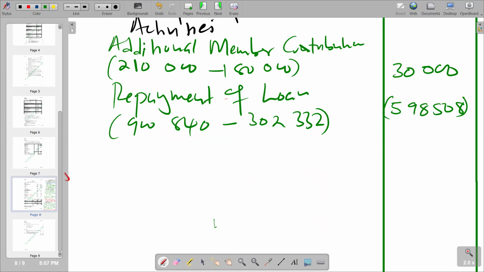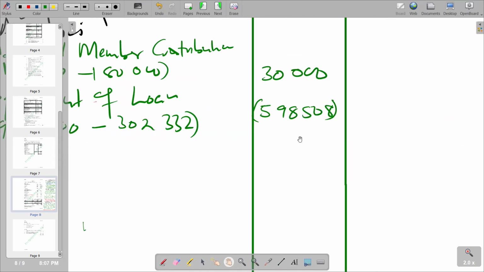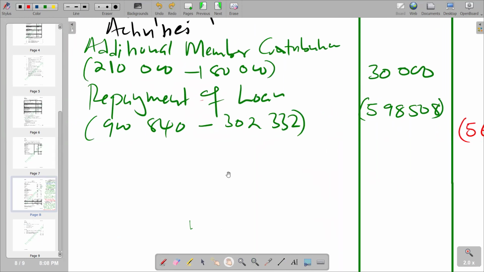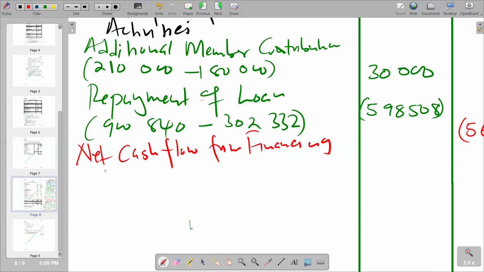So with those two, we can now try to find the net figure there by saying 30,000 minus 598,508. Obviously, you are going to get a negative figure there, which is going to be 568,508. And it's in brackets, so that is a negative one. So on the description now, we are saying this is now net cash flow from financing activities.